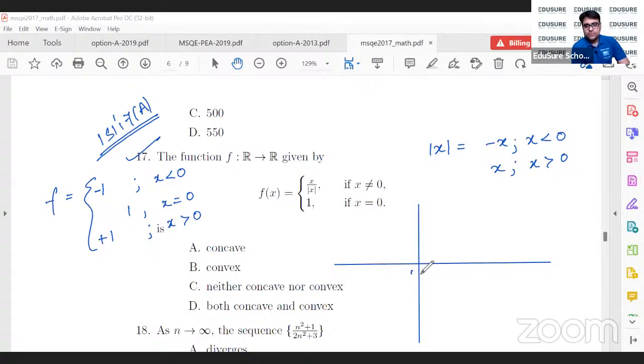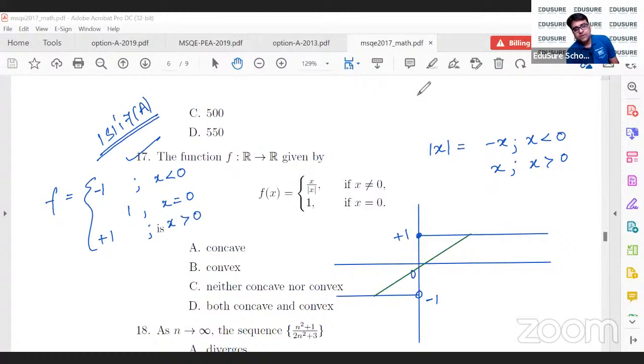This is -1 when x is negative, something like this, and when x is positive it will look something like this. The value at 0 comes here. It's going to 0, not achievable. This is how the curve will be. It will obviously be discontinuous. It will be like this, then like this.